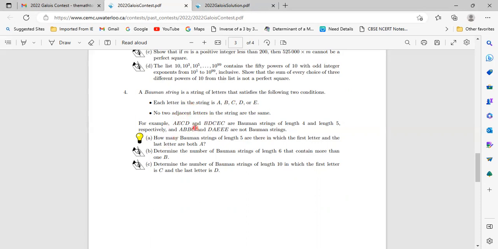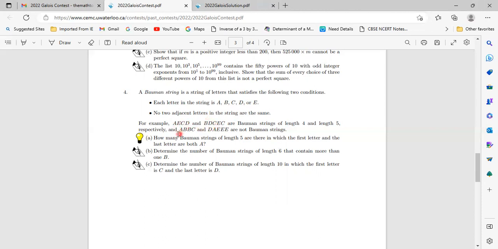And they also gave us an example. A, E, C, D and B, D, C, E, C are Bowman strings of length 4 and length 5 respectively. So this is for length 4 and this is for length 5. You can check whether these two examples satisfy the two conditions or not. A, E, C, D: yes, all these letters are from the set. And in the second one you could see repetition of C, but it is not adjacent, right? You can see E in between the two Cs, so this string can be called a Bowman string.